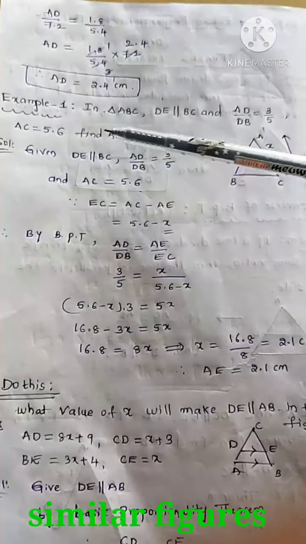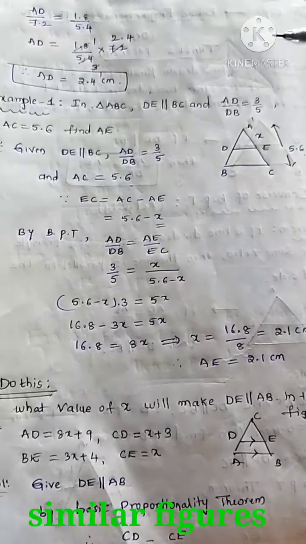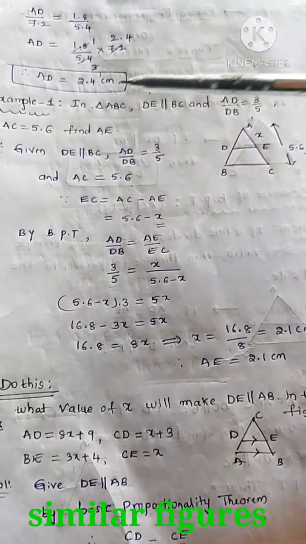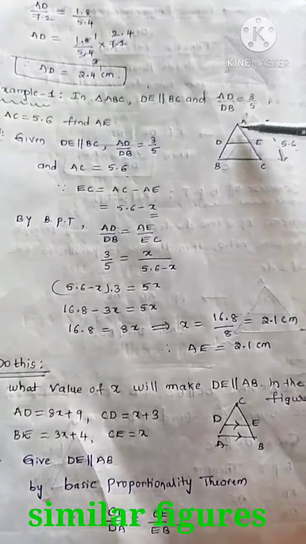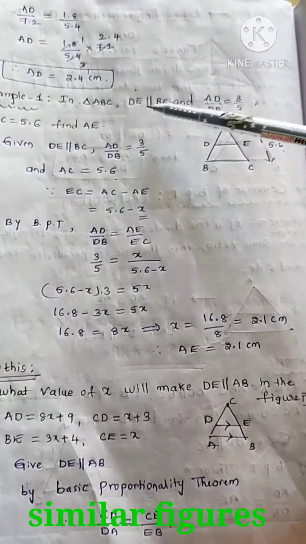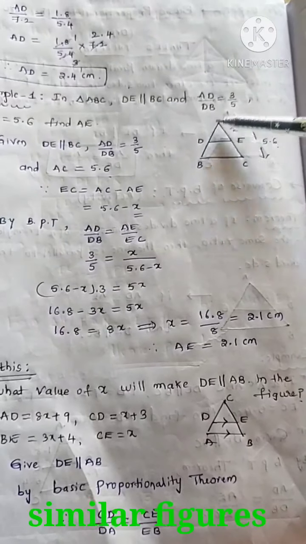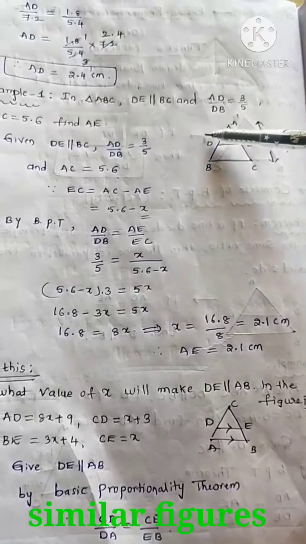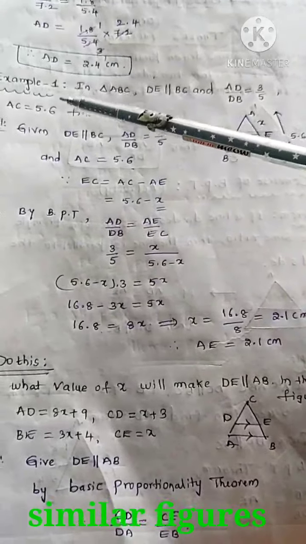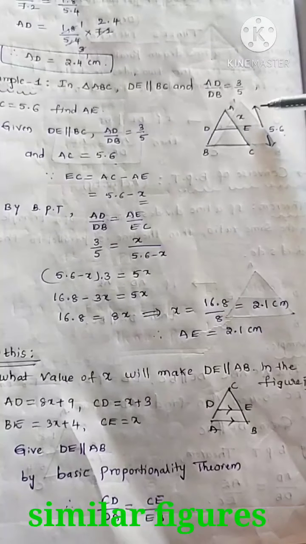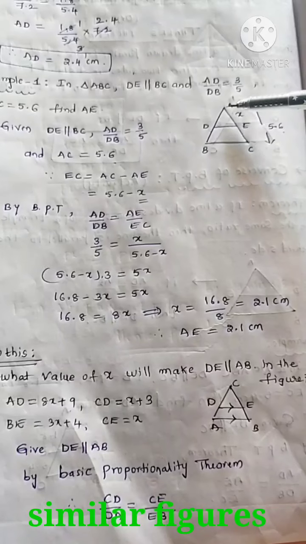One more important question, example 1 in the textbook. In triangle ABC, DE parallel to BC, AD by DB is equal to 3 by 5, AC is 5.6. Find the AE value. Now observe the same diagram. ABC is a triangle, DE parallel to BC. AD by DB ratio is given as 3 by 5, so utilize the 3 by 5 ratio. And what is given? AC, the total length AC, is given as 5.6. Find the AE value.